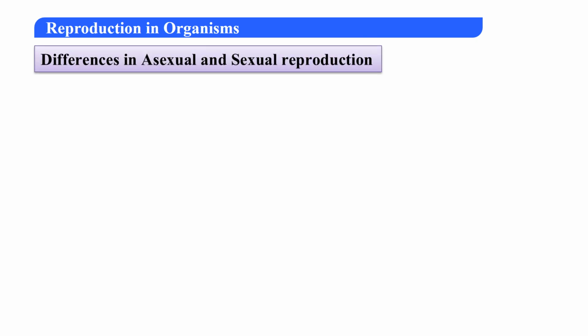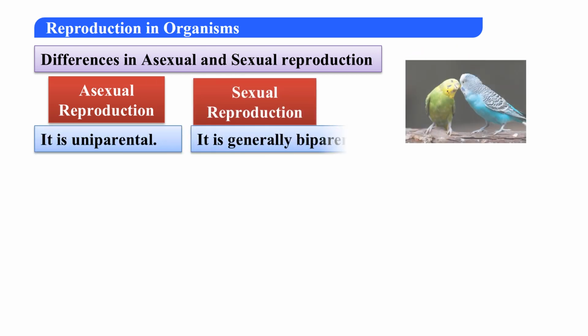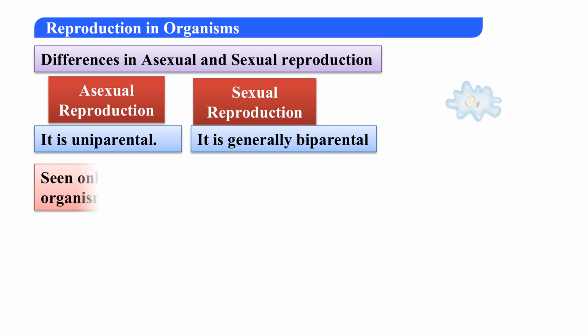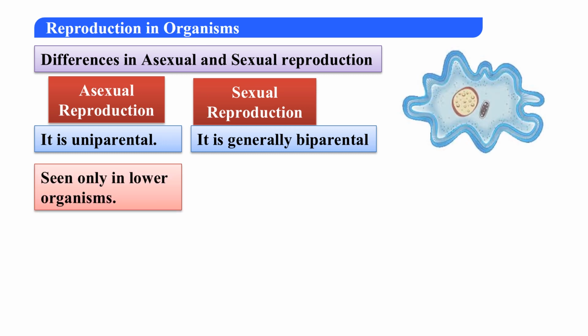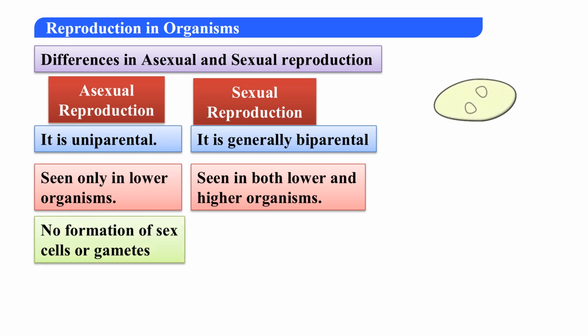Differences in asexual and sexual reproduction. Asexual reproduction is uniparental. Sexual reproduction is biparental. Asexual is seen only in lower organisms. Sexual is seen in both lower as well as higher organisms.